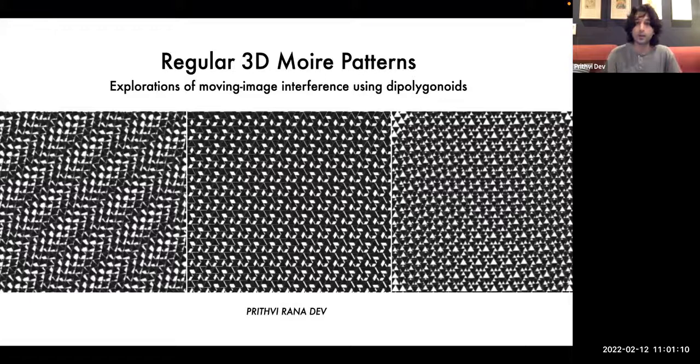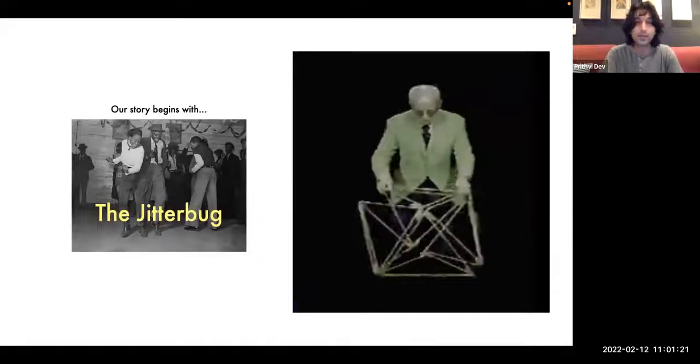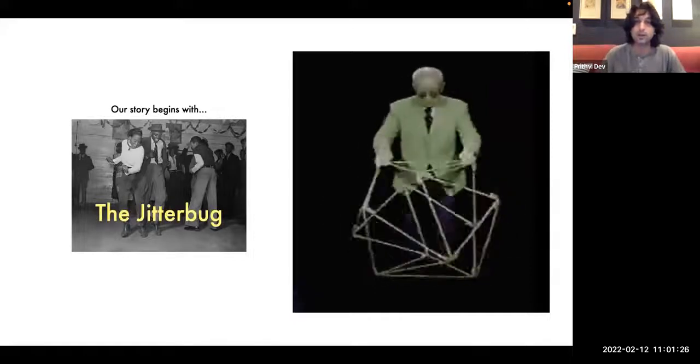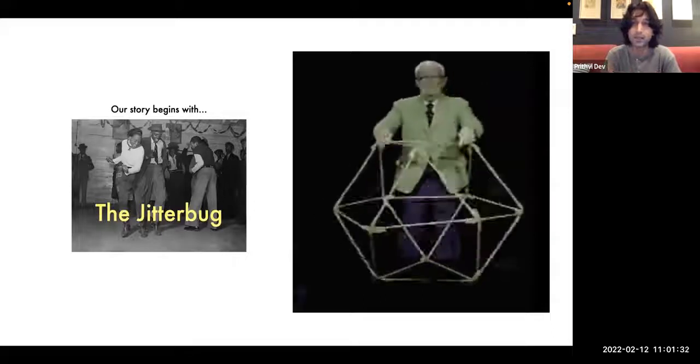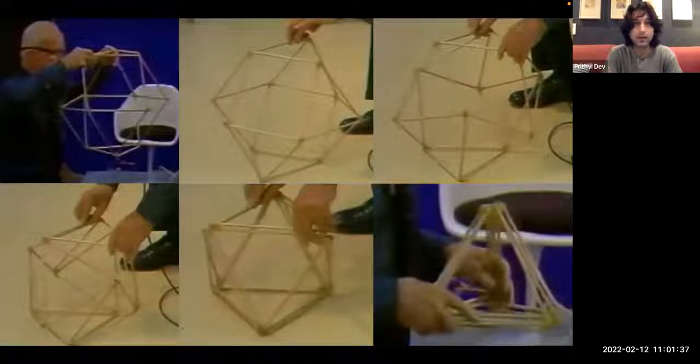Okay, there we go. I'm sure everybody knows, but our story begins with the Jitterbug. That's Bucky with the Jitterbug, and it was inspired by a dance from the 1930s. From what I understand about the Jitterbug, within its motion is contained at least four of the Platonic solids. At the full expanded state, it has the cuboctahedron, and as it contracts, you see the icosahedron, the octahedron, and when it's completely folded, you see the tetrahedron.